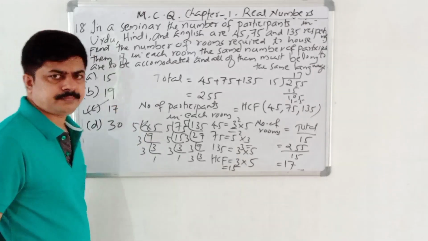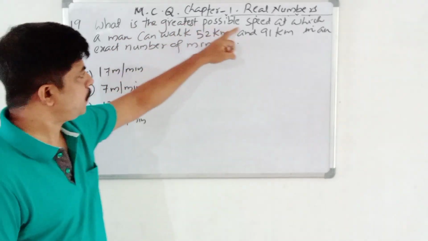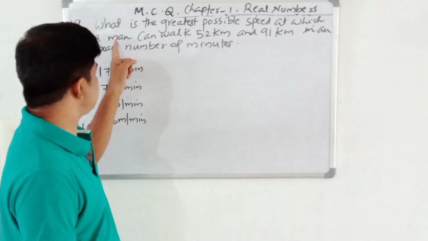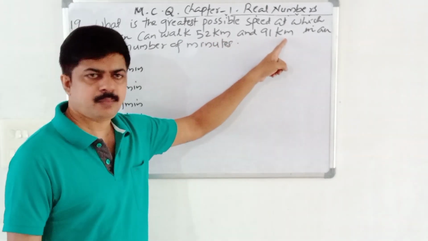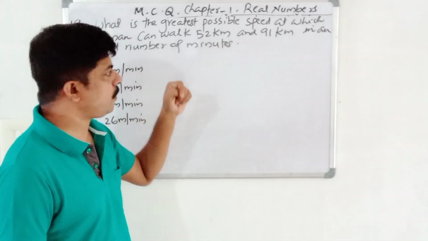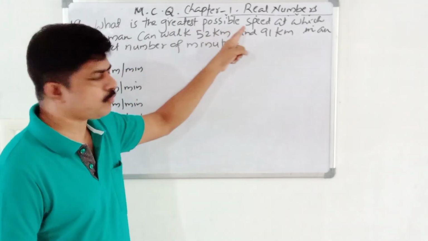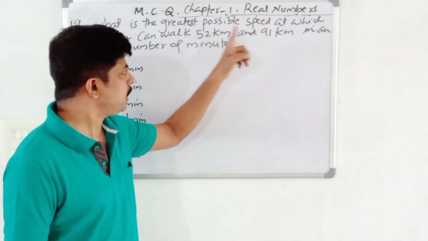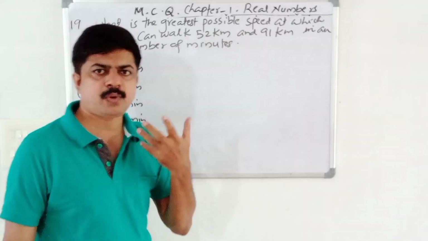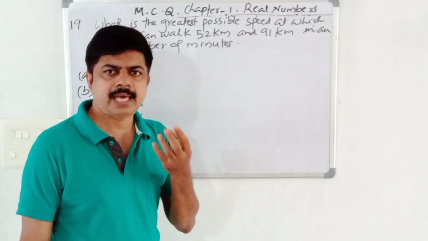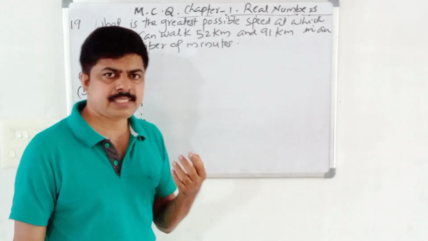Okay, we will be moving to the next question. What is the greatest possible speed at which a man can walk 52 kilometer and 91 kilometer in an exact number of minutes? That means what is the speed of his walk, so that he can cover these two distances in an exact number of minutes? Exact number of minutes means HCF.